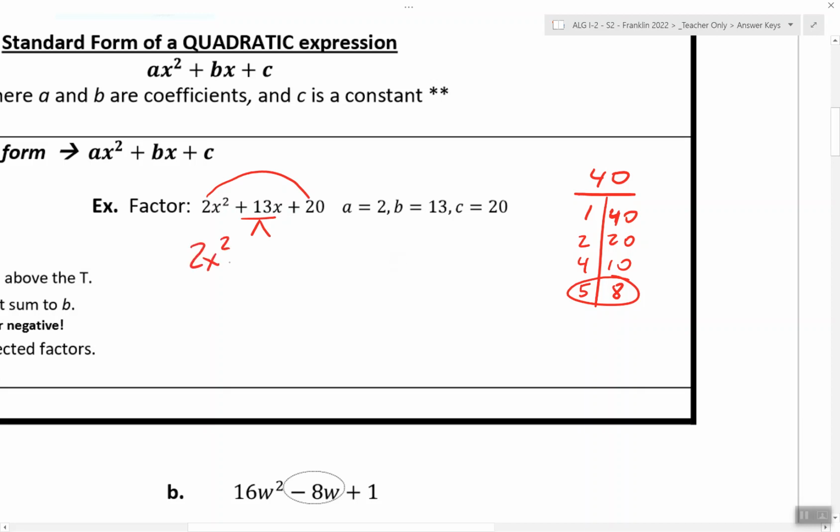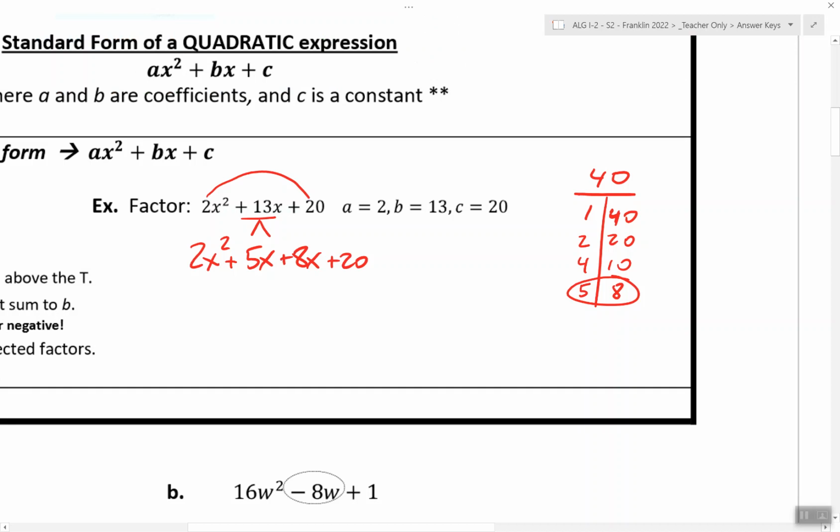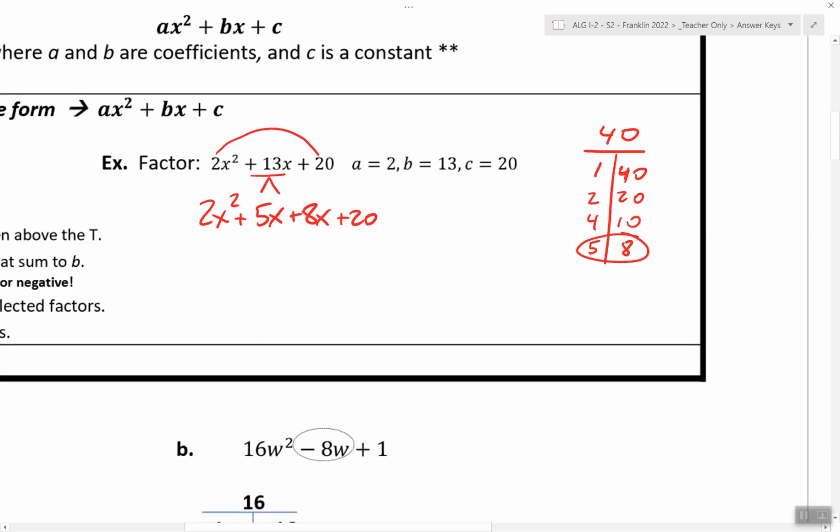So 2x squared plus 5x plus 8x plus 20. And so what we've done now is we've turned our trinomial into a 4-term polynomial, and now we can factor by grouping, which we learned in the 6.1 notes. So what we did here is essentially reversing the combining like terms step of a distributive property problem. We're just working backwards through that process. So now we can factor by grouping.